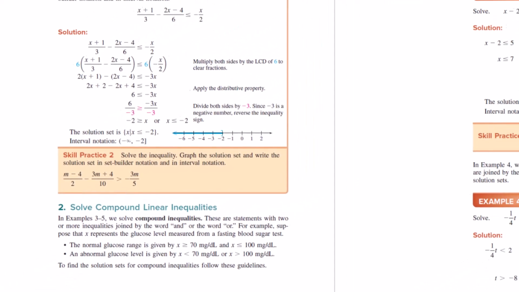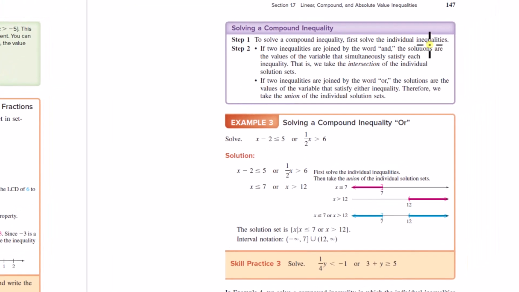So to solve a compound inequality, first solve the individual inequalities by themselves, okay? If two inequalities are joined by the word and, the solutions are the values of the variable that simultaneously satisfy each inequality. That is, we take the intersection of the individual solution sets. So the idea is you solve the inequalities individually by themselves, and then if it's an and, it's just how you view the solution set. You don't do anything different. If it's an or question, then you just interpret the result as an or, right?